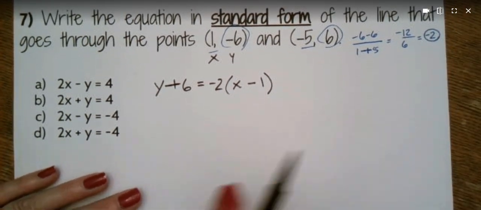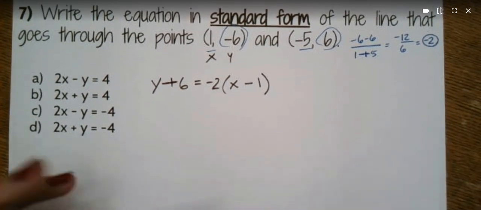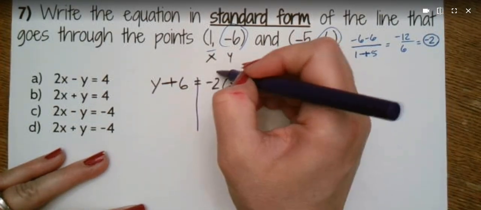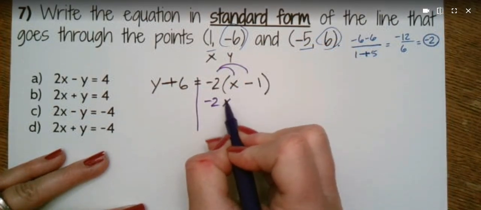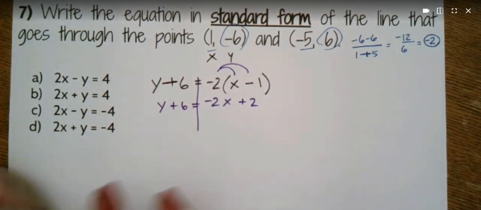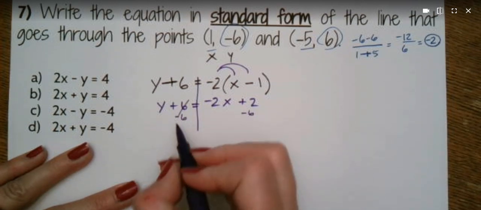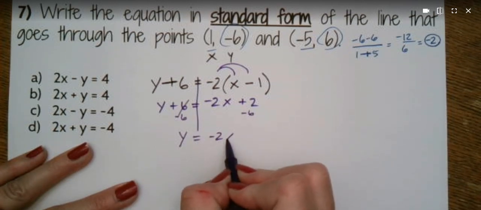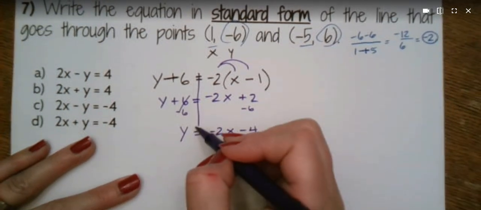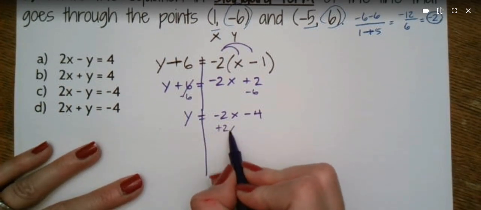Okay, so now what I got to do here is convert it into standard. All right, so we know that when we do this, we have to distribute. All right, let's move the 6 over. All right, now I got to move the 2x over to this side, so I'm going to do the opposite. I'm going to add it.